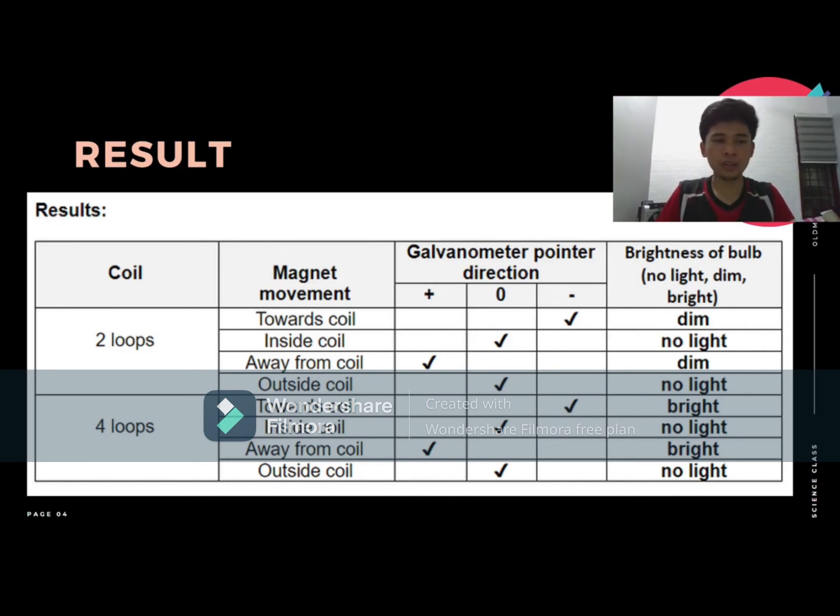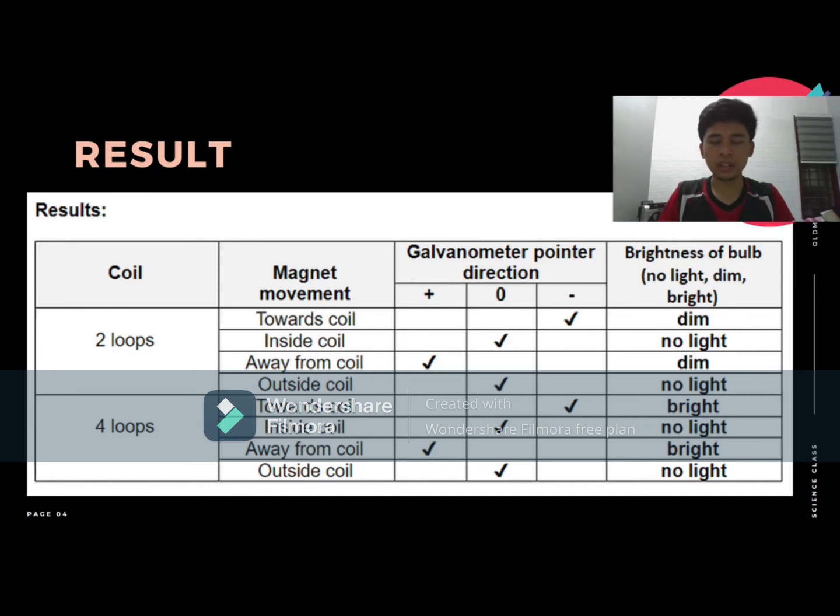Alright, for the first coil, 2 loops, magnet movement towards the coil will come with the negative value in the galvanometer, and the brightness of the bulb is dim. And the second one is magnet movement inside the coil. The value is 0, which will come with no light to the bulb. And the next one is away from the coil. We'll come up with the positive value to the galvanometer, and the brightness of the bulb is dim. And the last one is outside the coil, with galvanometer pointer direction at 0 value, and the brightness of the bulb is no light.